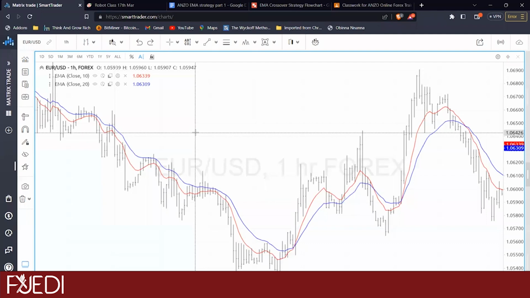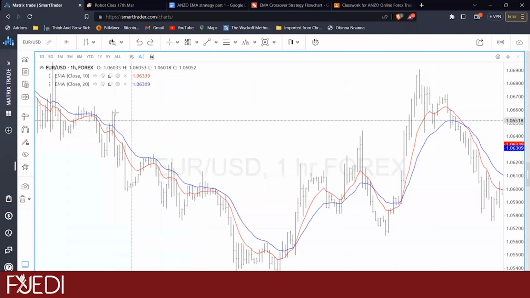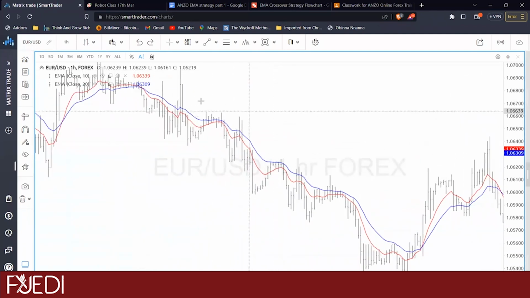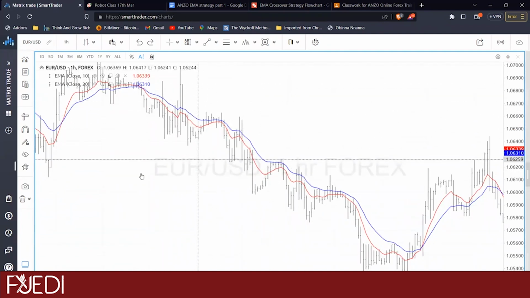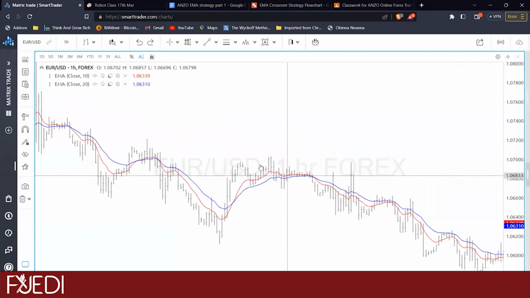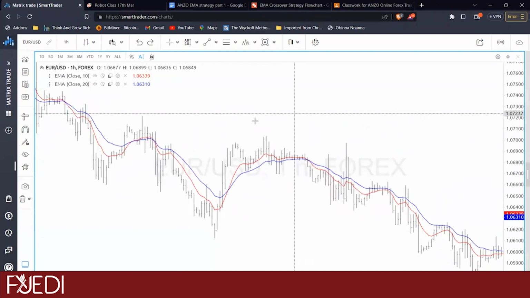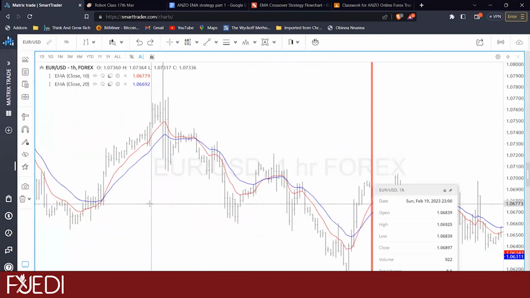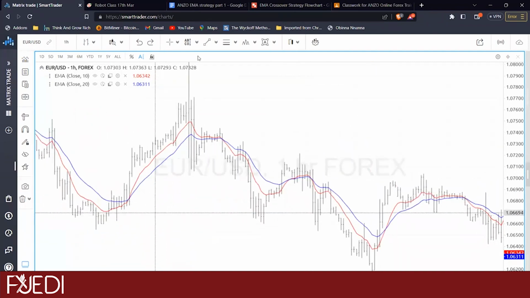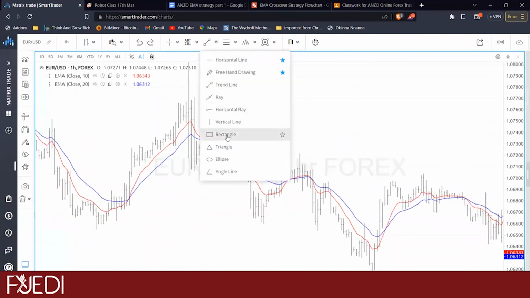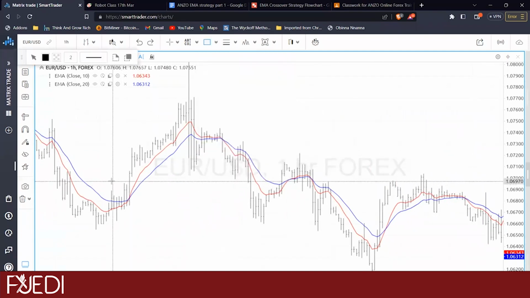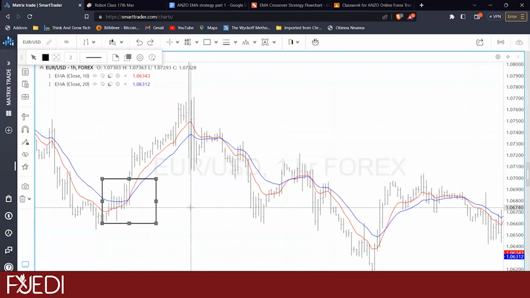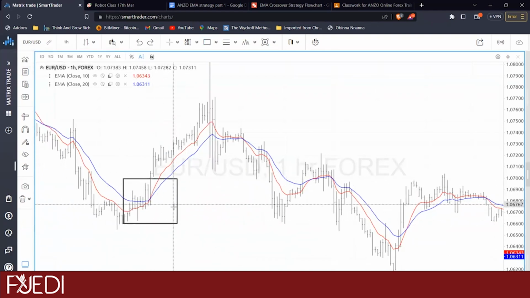So now imagine we're saying to ourselves, okay, I would like to build a robot or an EA that takes into consideration the moving average and trades based on the moving average. Now, another thing to also note is, let me look at this area here. Let me get my rectangle to look at this box.